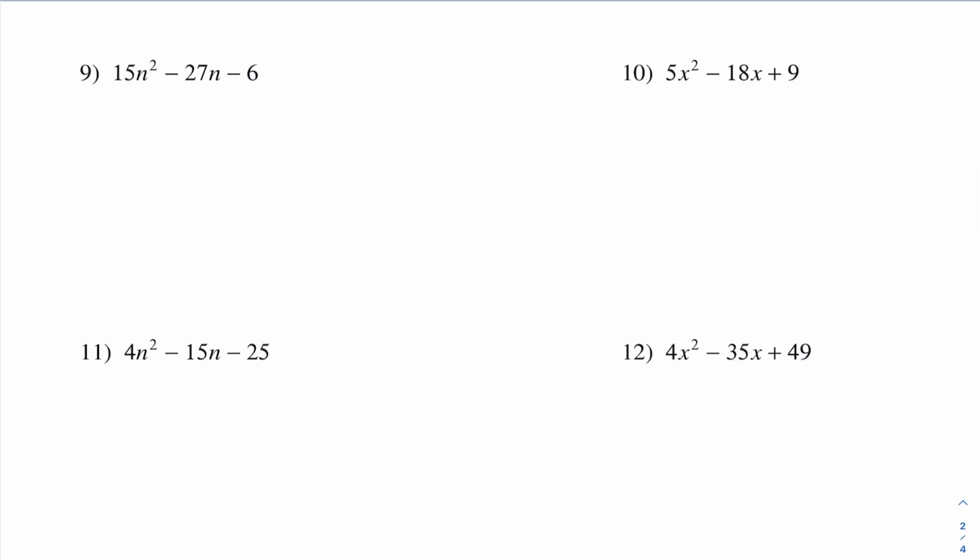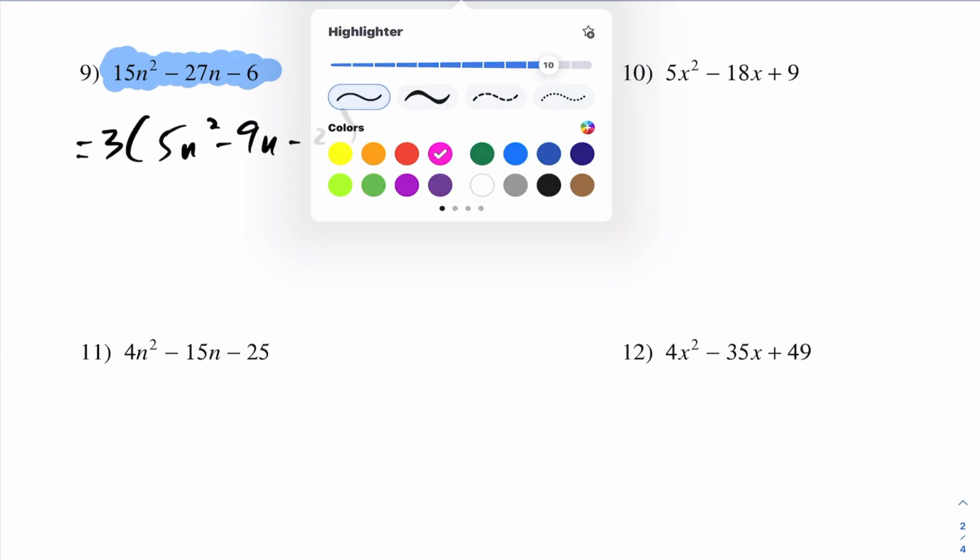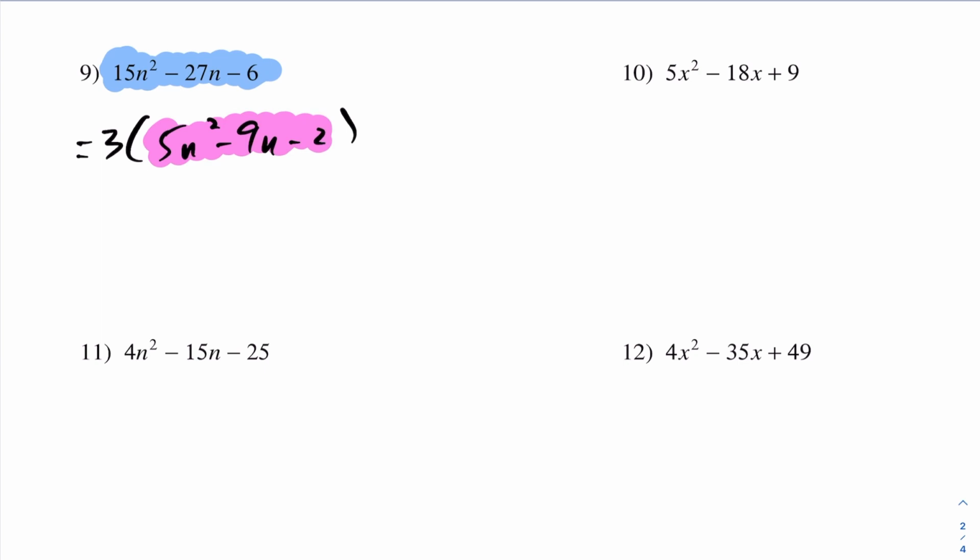you always want to look when you are factoring if there is a GCF that I can factor out of your trinomial ahead of time. And you'll see here with this one, I can factor 3 out of here, leaving me with 5n squared minus 9n minus 2. And then we still have a complex trinomial inside that we want to factor, but it's a little bit easier. You can just do charting on smaller numbers, which is always an easier task.